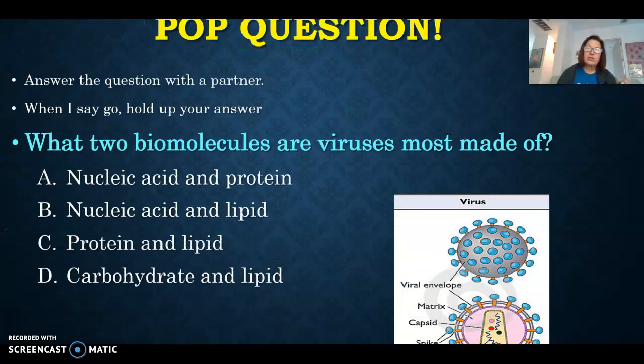So here's a pop question. What two biomolecules are viruses most made of? A, nucleic acid and protein, B, nucleic acid and lipid, C, protein and lipid, or D, carbohydrate and lipid.